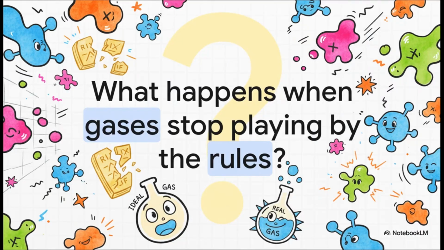So everything we talked about today describes how ideal gases behave. They follow the rules perfectly. But, you know, in the real world, sometimes gases get a little rebellious. They don't always play by the rules we've laid out. So what happens then? Well, that sounds like a quest for another day, doesn't it?